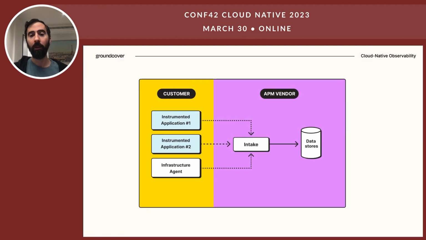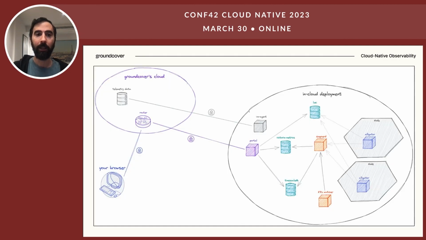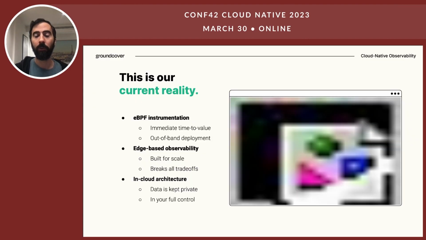So groundcover is built differently than the architectures that we see here. It's built differently than digesting data, storing it on the vendor side, and then accessing it. It's built in an architecture where the data plane sits inside your in-cloud deployment. So eventually you get the persistent storage of the data you actually care about, like logs, traces, and metrics, stored at your side, while the control plane allows you to access it from a SaaS experience. That has a few really interesting advantages.